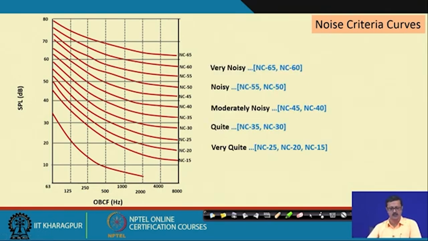Out of this, NC 65 and 60 are called very noisy. Those curves, based on the frequency and the SPL level, are treated as a very noisy kind of background sound. If a receiving room has a frequency and SPL level around the top red line, it is under NC 65. The noisy ones are 55 and 50, moderately noisy is NC 45 and 40, quiet is 35 to 30, and very quiet is 25, 20 and 15.